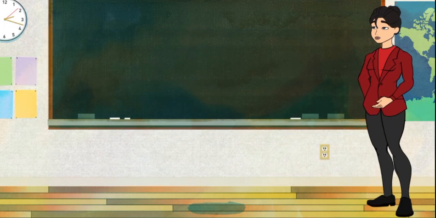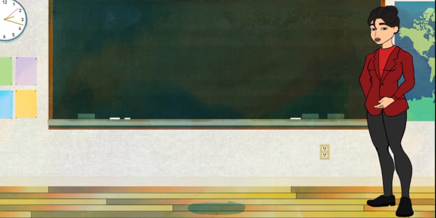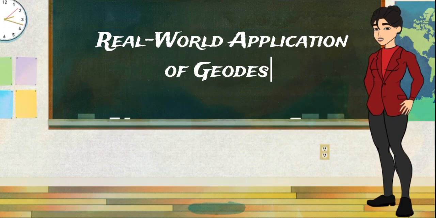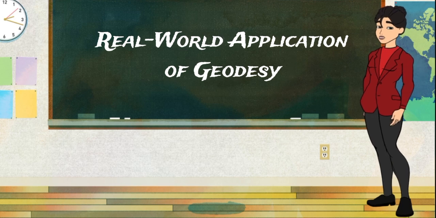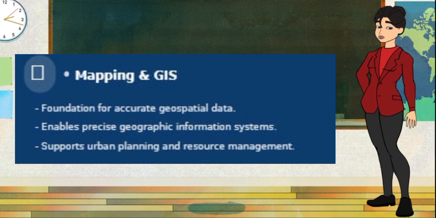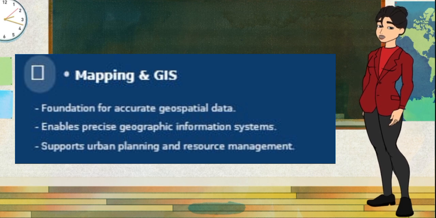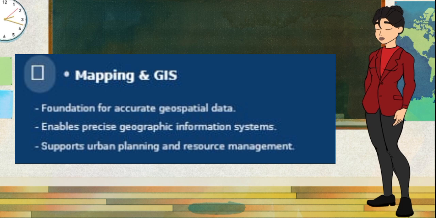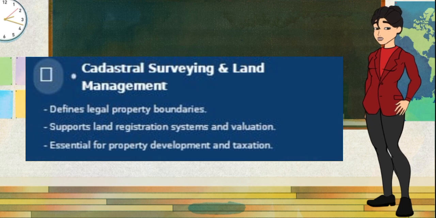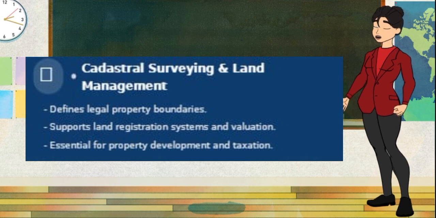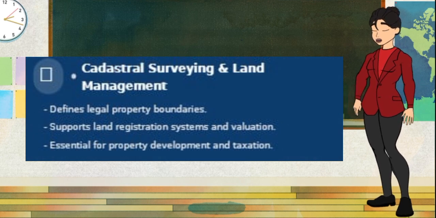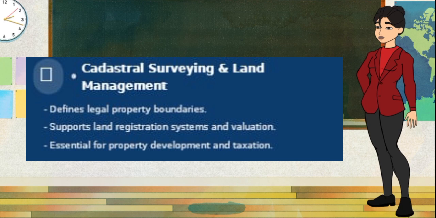So for the last discussion, we're going to discuss the real-world applications of geodesy. In mapping and GIS, it provides the foundation for accurate maps and spatial databases that support urban planning and resource management. In cadastral surveying and land management, it defines the legal property boundaries and supports the land registration and taxation system.